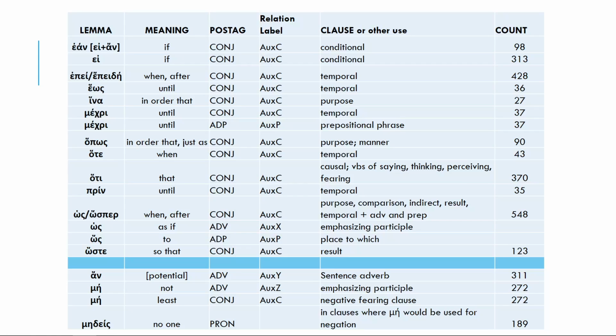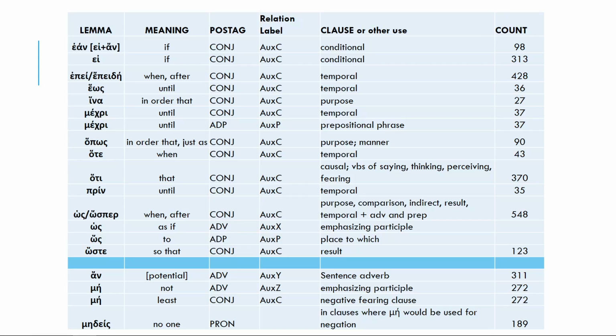Now, below the solid line, I've given you some words that we haven't quite got to yet, but I thought I'd put it all in one handout. An, meaning the sense of potentiality. We have used that so far, and that's labeled as part of speech as an adverb, and it's always an auxiliary. It's a type of sentence adverb, quite common.